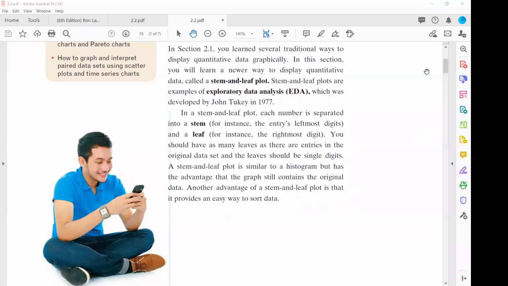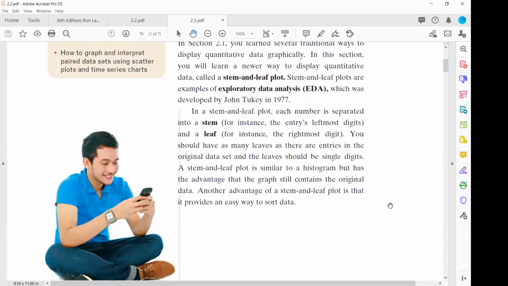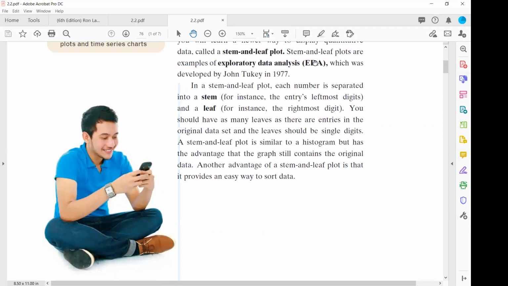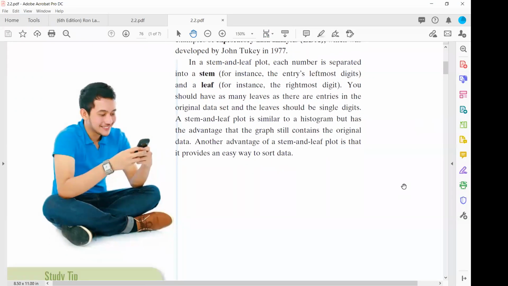In a stem and leaf plot, each number is separated into a stem, for instance the leftmost digit, and a leaf, for instance the rightmost digit. You should have as many leaves as there are entries in the original data set, and the leaves should be single digit. A stem and leaf plot is similar to a histogram, but has the advantage that the graph still contains the original data. Another advantage is that it provides an easy way to sort data.